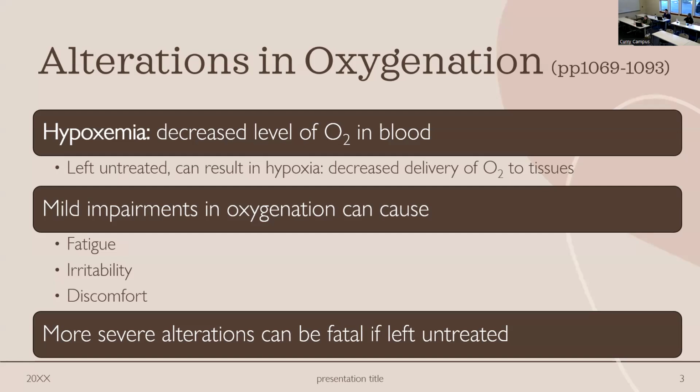So let's talk about a few alterations in oxygenation. I think one of the biggest ones would be hypoxemia, so decreased level of oxygen in the blood. And that can be caused by a lot of different things. If left untreated, it could cause hypoxia, which is decreased oxygen level or delivery to the tissues, and can affect important organs like the brain and the heart. Some causes would be COPD and asthma. We're going to go over those. Poor oxygen exchange, like pneumonia. Pulmonary edema would be a couple of examples.